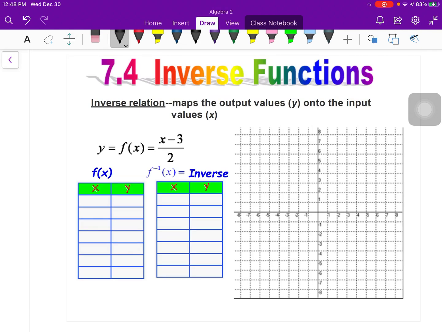I'd like to discuss inverse functions with you. An inverse function is a function that maps its output values onto its input values. In other words, we're going to invert our x's and our y's, which means we're going to switch our x's and our y's.